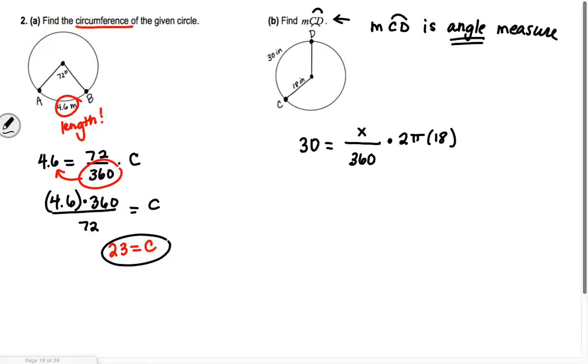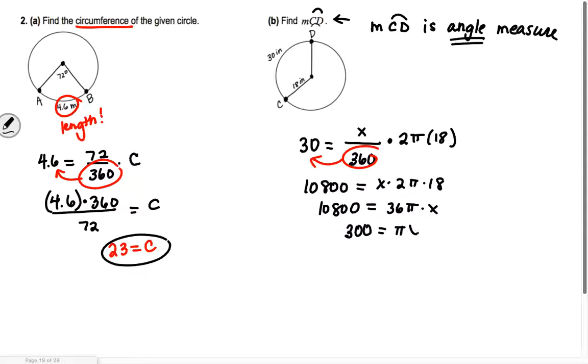So I'm going to multiply the 360 over. And I have x times 2 pi times 18 then. So I took that 360 and multiplied it over. And the 2 and 18 make 36, so 36 pi times x. So I do that 10,800 divided by 36, and I get 300 equals pi times x.